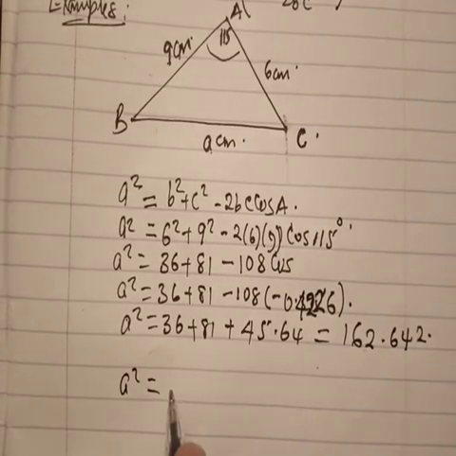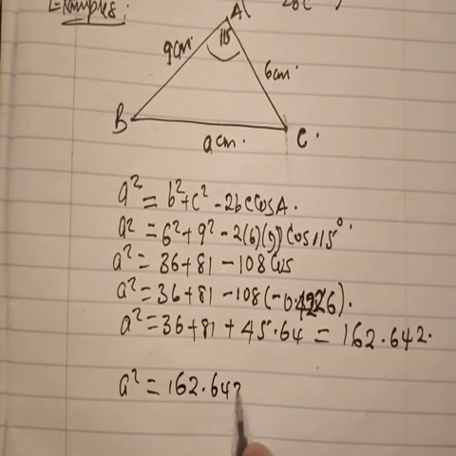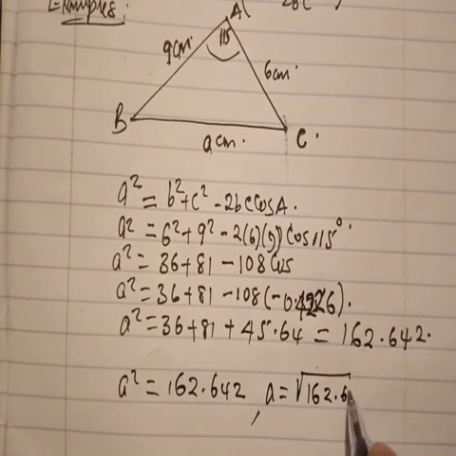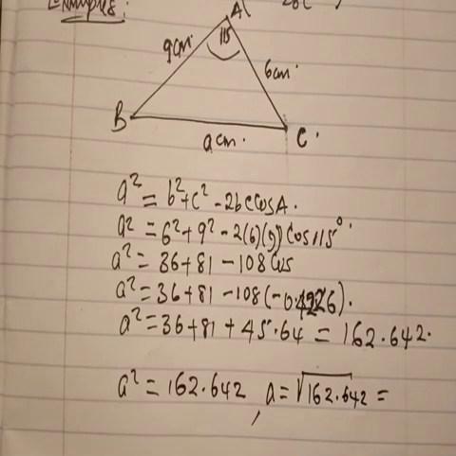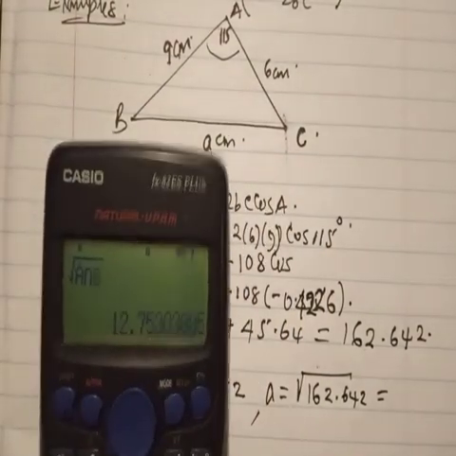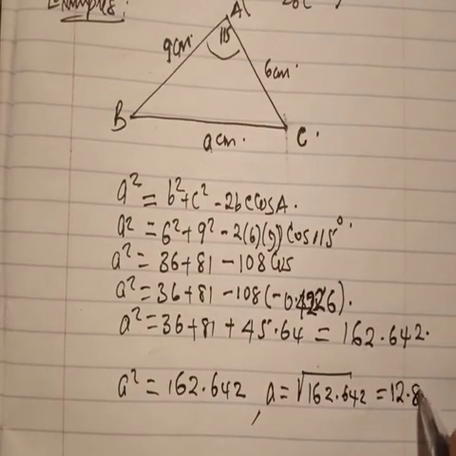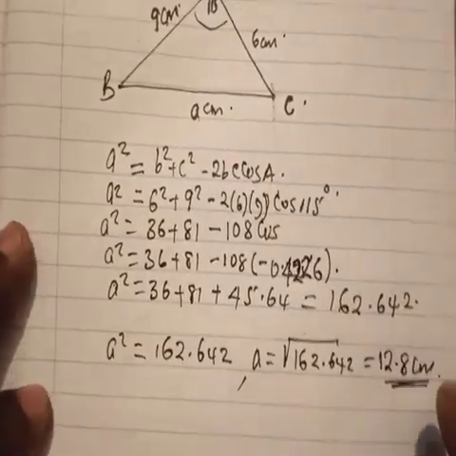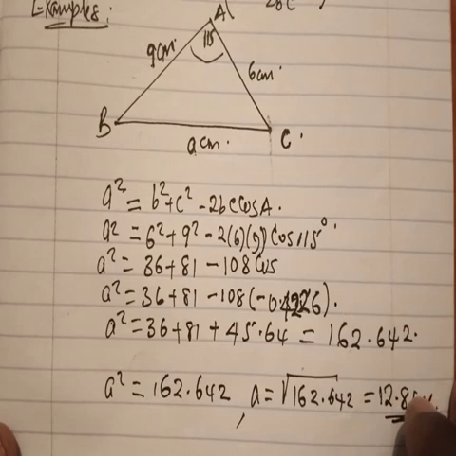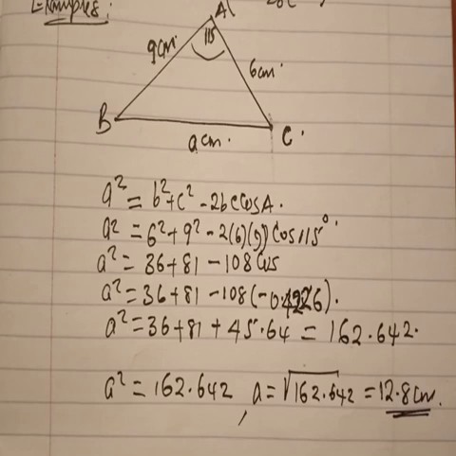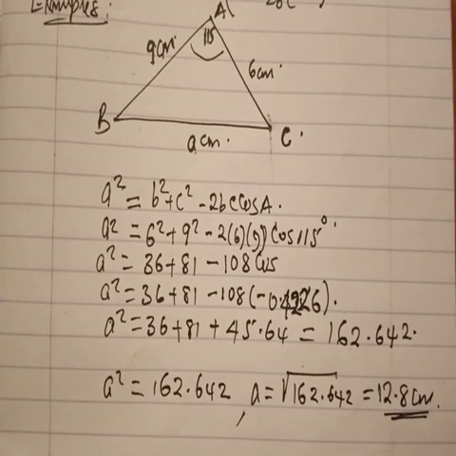A squared is 162.642. So to get a, we have to take the square root of 162.642, which is basically the root of answer, which is 12.8 centimeters. And that is just what we needed to understand. Please follow. The cosine rule has been very useful there. It's just application, and you'll find this cosine rule in the formula booklet.